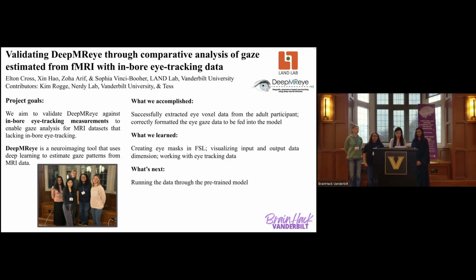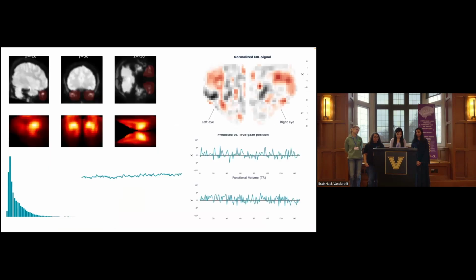position. We had adult and children participants, and our goal is first to validate the accuracy of eye gaze prediction produced by DeepMReye for the adult participants, and then we want to see if the model can be used for children participants. This is because DeepMReye was trained with adult participants only. And we encountered many problems over the last 2 days. Our first issue was figuring out how to extract the eyeball voxel.